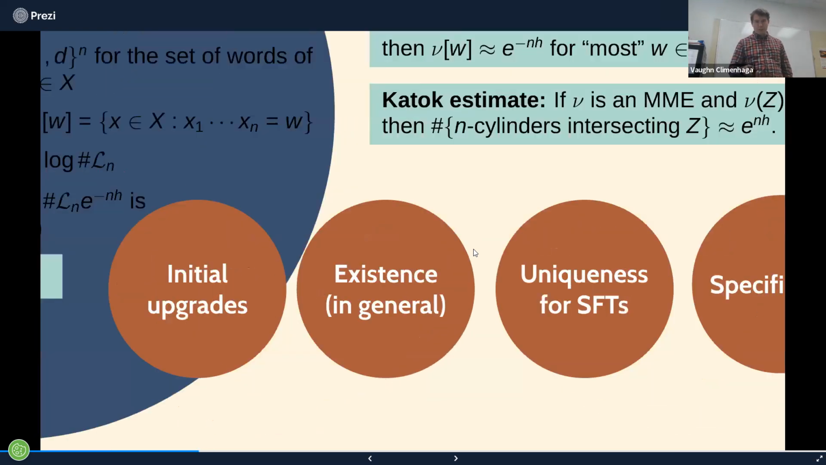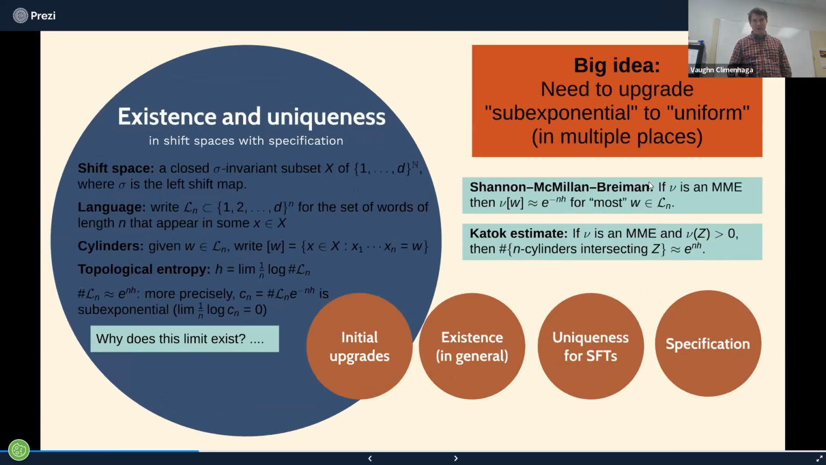Going back upstairs for a moment. Once you have an MME, you have the Shannon-McMillan-Breiman theorem, which says that the measure of most words of length n is on the order of e to the minus nh. Well, we need to upgrade that to uniform somehow.